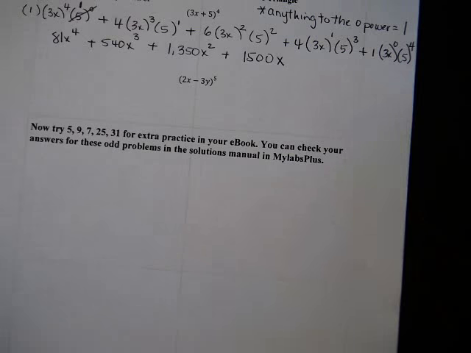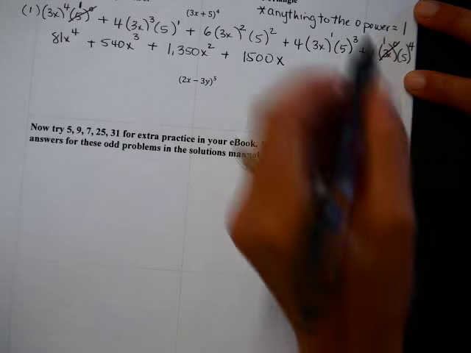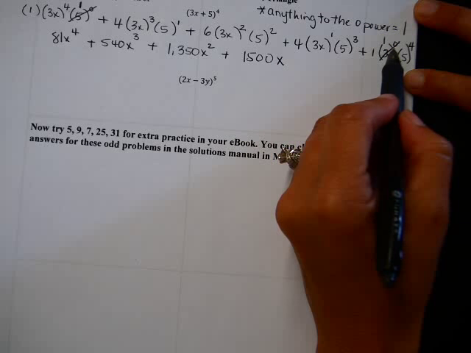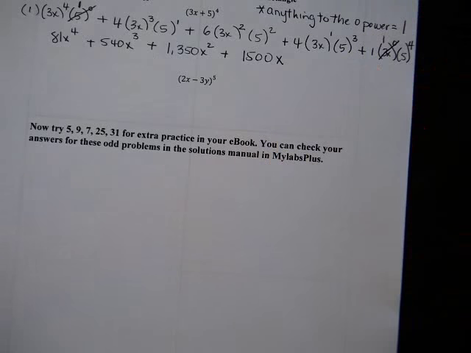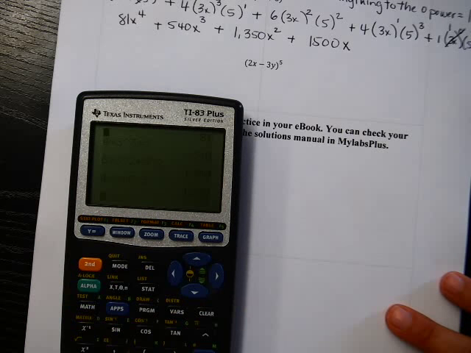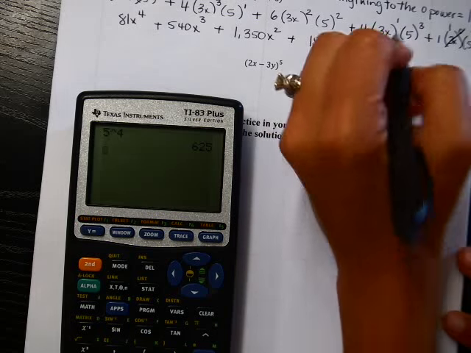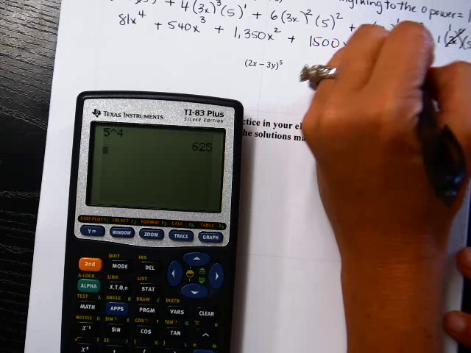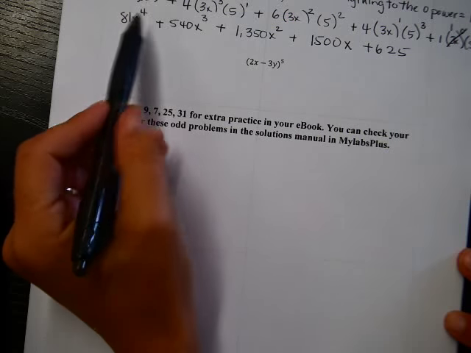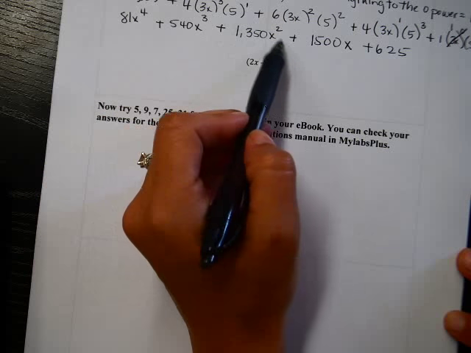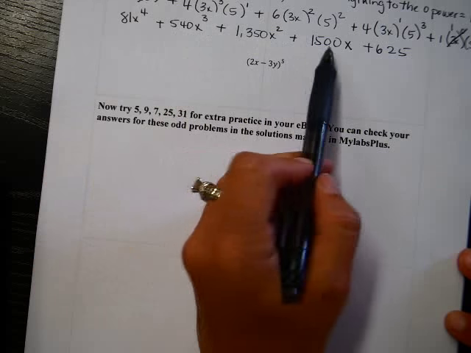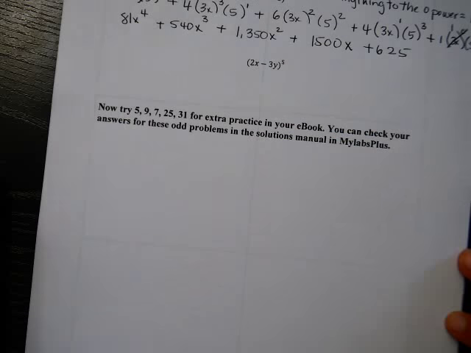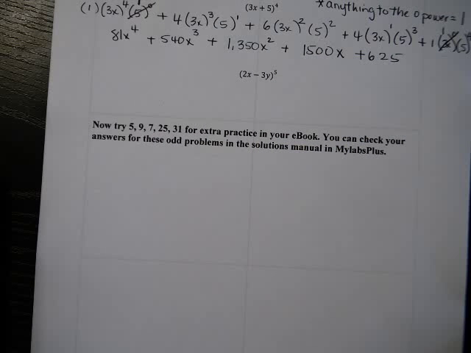And then my last piece, anything to the 0 power is 1. Remember, all of that is raised to the 0 power. So that whole piece, all of 3x, goes to 1. So then what I have left for my last number is 5 to the 4th, which is 625. And that is your answer. Notice your variables, x to the 4th, x to the 3rd, x squared, 1x, no x. And then I use my calculator to get those numbers once I have this written out. So that will be your answer to that problem.